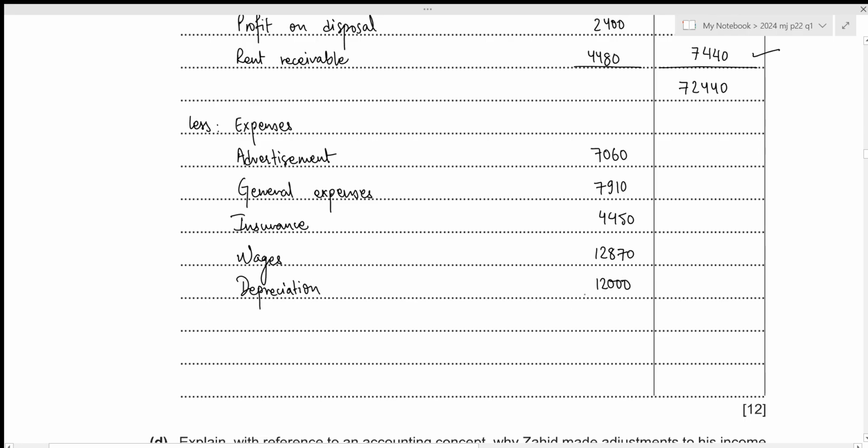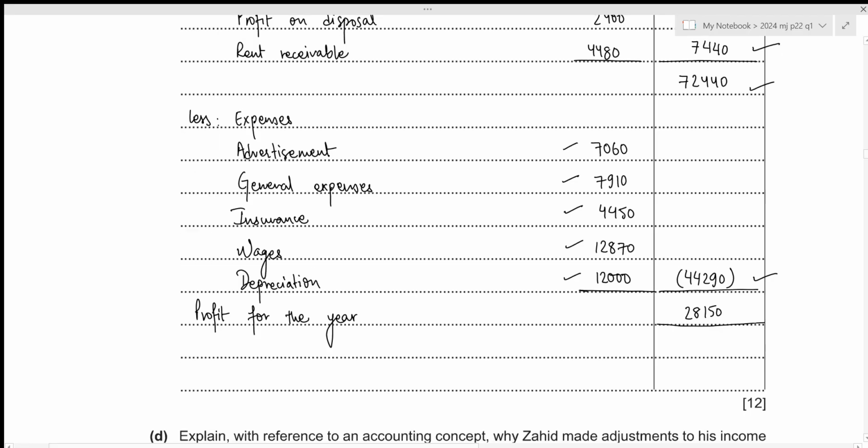That is all for our expenses, so let's calculate the total. That will be 7,060 plus 7,910 plus 4,450 plus 12,870 plus 12,000, which results in 44,290. Now we can calculate our value for profit for the year. That will be 72,440 minus 44,290, which results in 28,150. That is all for our statement of profit or loss. Let's move towards the next part.